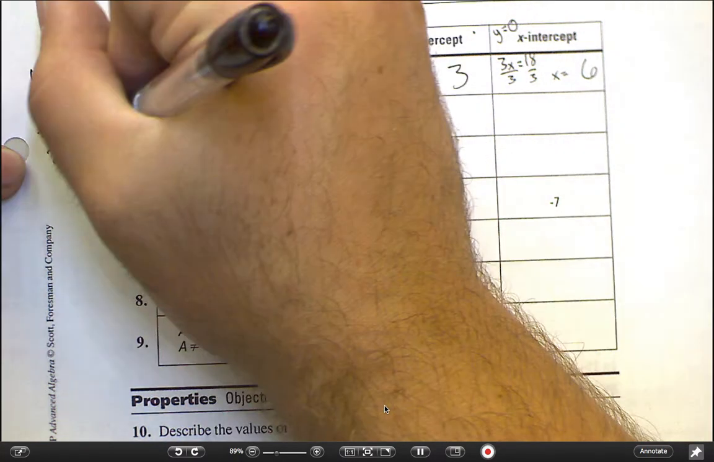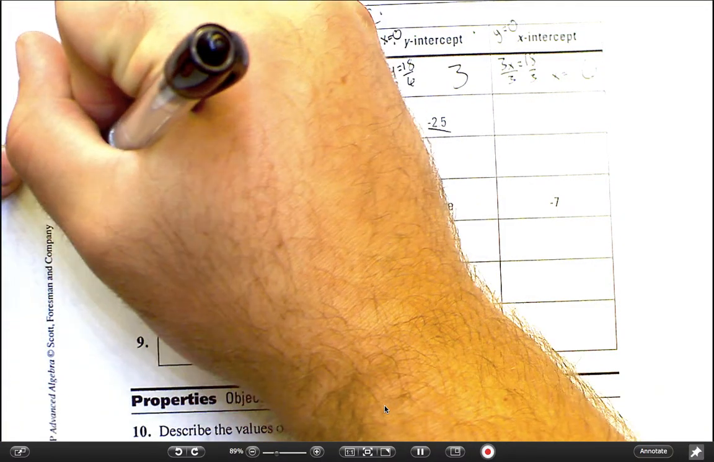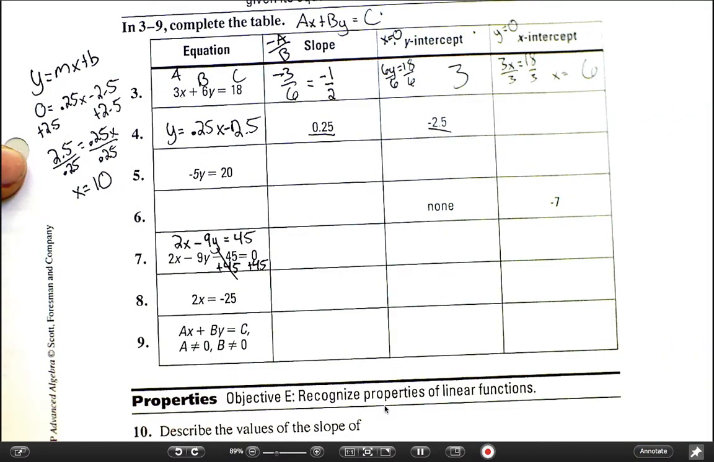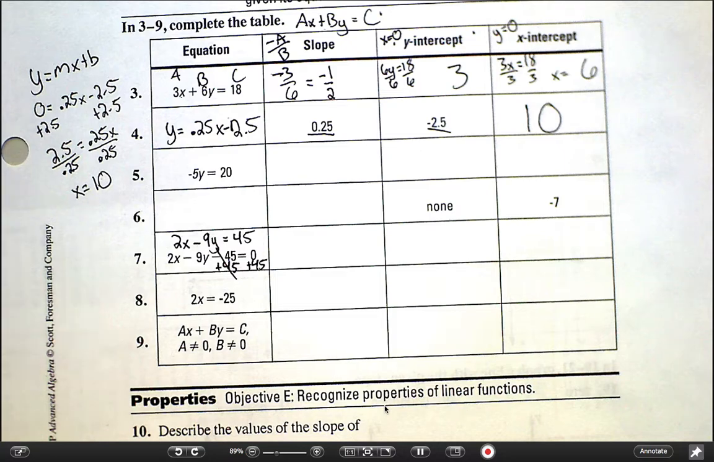And to get x by itself, I'm going to divide by 0.25 on both sides. And x here will then equal a positive 10. If you divide that in your calculator, you get a positive 10. And that's going to be our answer here.